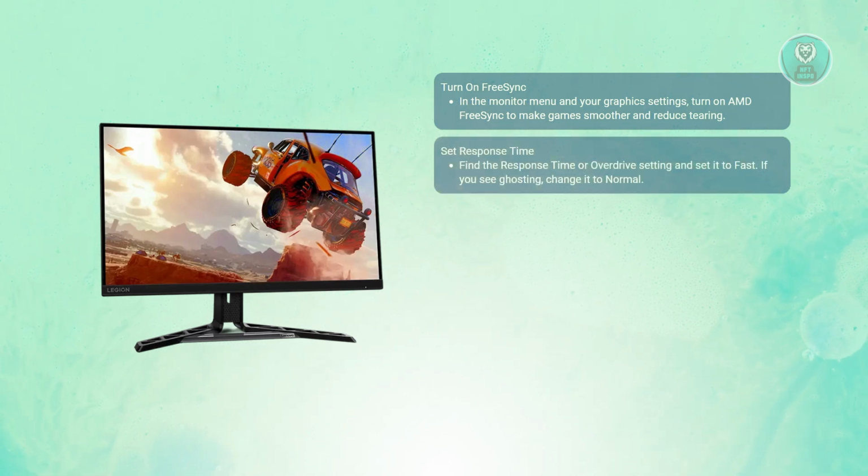Now, for the response time, you want to go to gaming or display, then go to overdrive or response time and choose fast or normal. Fast gives you better response for gaming, but if you see ghosting or visual artifacts, switch to normal for a bit more balance.